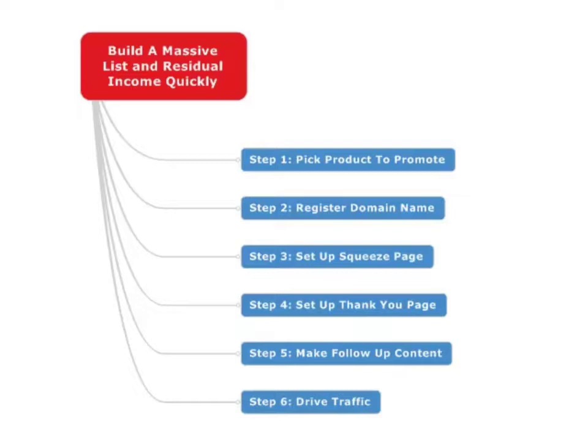They say that your list should be able to feed you. If you have a list of 2,000 people, you should make $2,000 a month. Every subscriber should be worth $2, okay? So that means that in order to successfully set up a residual income, you need to be able to sell.